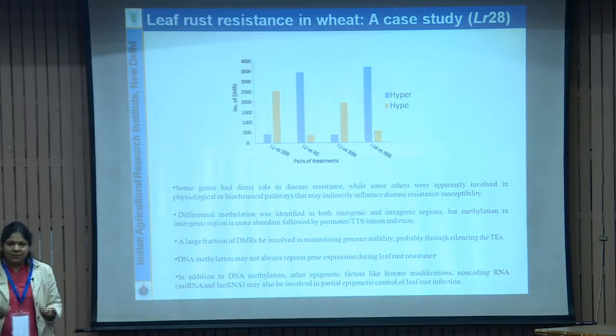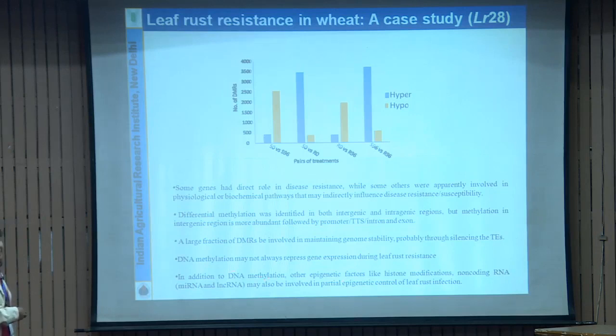So that means that in addition to DNA methylation, other epigenetic factors like histone modification and small RNA directed DNA methylation might also be playing a role in resistance to leaf rust. So we could find out that maybe in addition to genetic controls, the resistance to disease by pathogens might also be regulated by certain epigenetic controls. At least partly it could be epigenetic controls also.